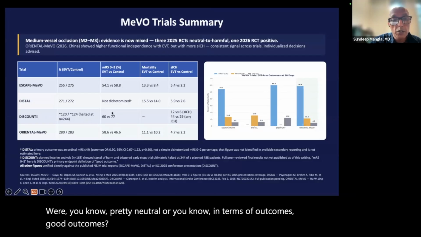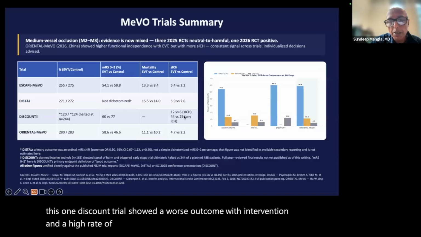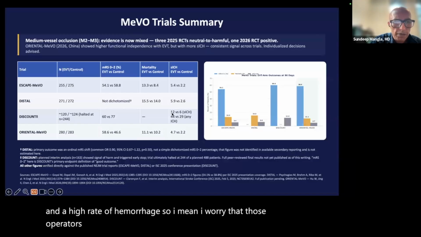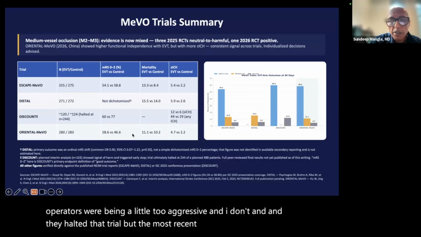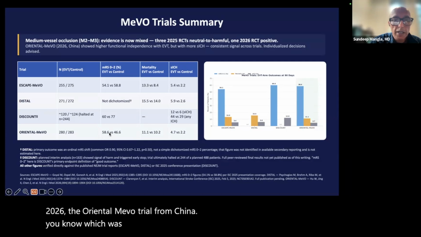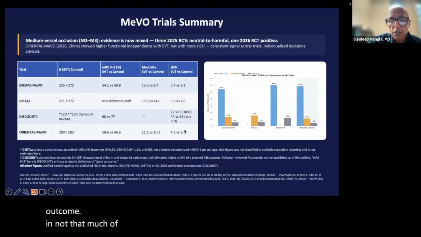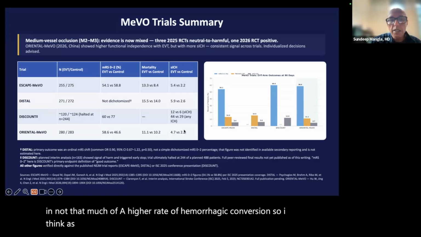This one DISCOUNT trial showed a worse outcome with intervention and a high rate of hemorrhage. So I worry that those operators were being a little too aggressive, and they halted that trial. But the most recent trial just came out in 2026, the Oriental MeVO trial from China, which was a significantly better design, showed a significant benefit, 58% good outcome versus 46% good outcome, with not that much higher rate of hemorrhagic conversion. So I think as we evolve our techniques, we have a better chance of improving outcomes.